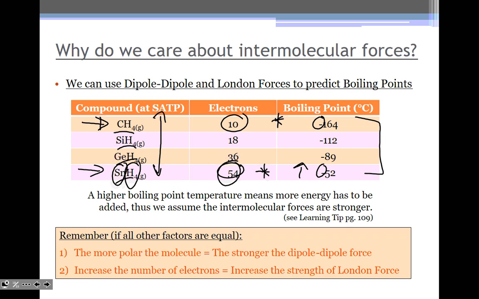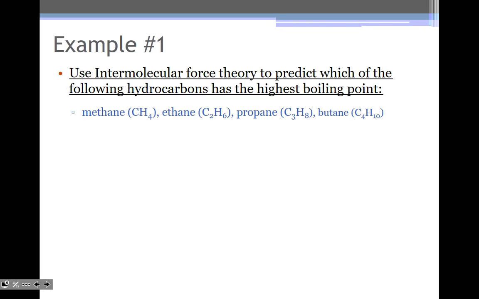Remember, if all other factors are equal, the more polar the molecule, the stronger the dipole-dipole force, and if you increase the number of electrons, it increases the strength of the London force. Both of these have an impact on boiling points. Let's look at an example.